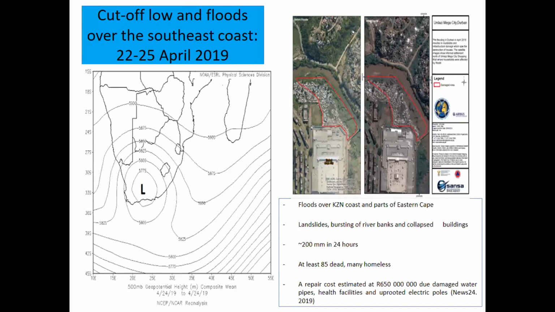As you can see, at the higher levels, at about 500 hPa, on the 24th of April, the cutoff low was already developed over South Africa, and then it flooded regions over KZN and some parts of Eastern Cape, but KZN was largely affected. There were landslides, damages to riverbanks, and some rivers collapsed, some buildings collapsed. There was an estimated 200 millimeters of rainfall in 24 hours, which is a lot of rainfall dumped over a region in such a short period of time. And about 85 people died, with many being left homeless.